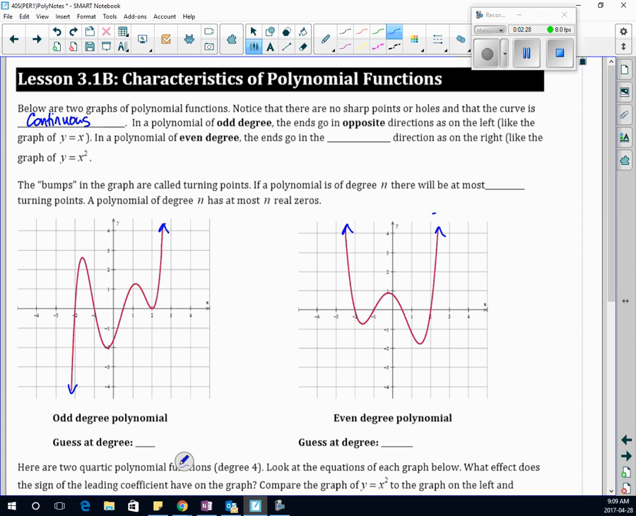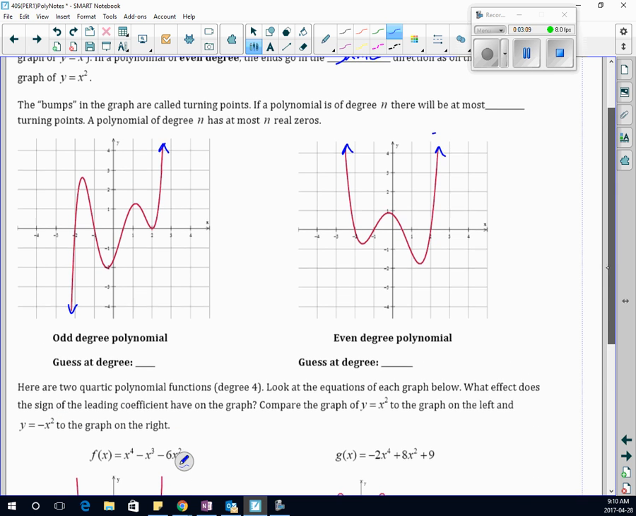Okay. In a polynomial of even degree, the ends go in the same direction as on the right, like the graph of the most famous even degree, a parabola. And what made a parabola open up like that? When the leading coefficient was positive. And when the parabola opened down, it was negative. Okay, so let's look at this. I want you to guess at what degree this is.